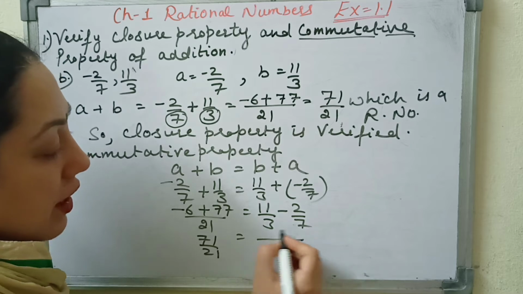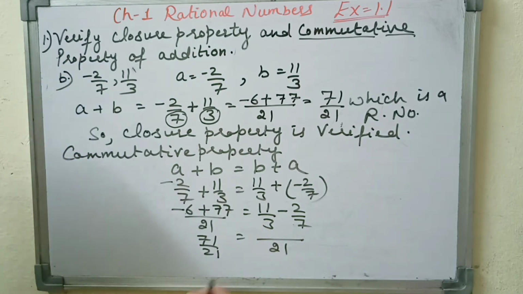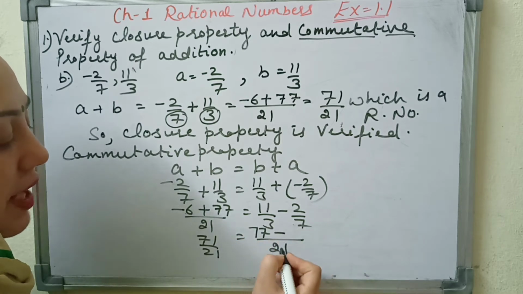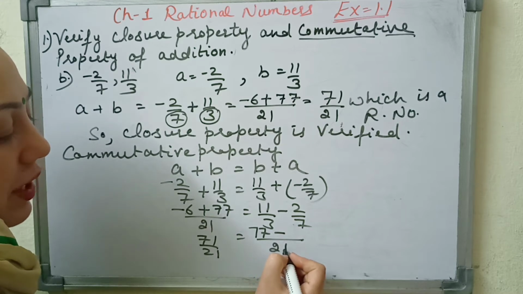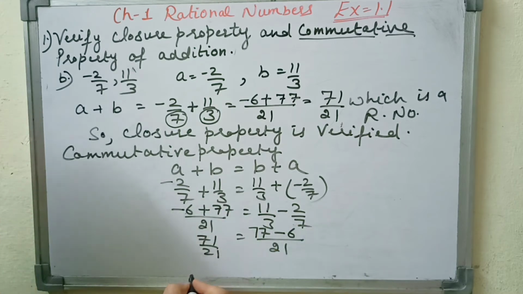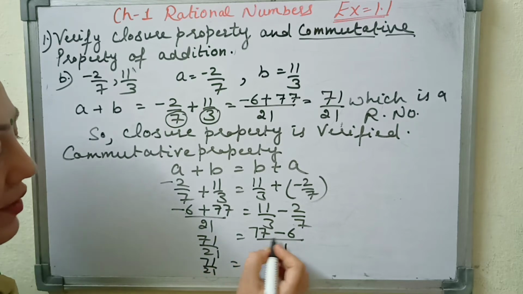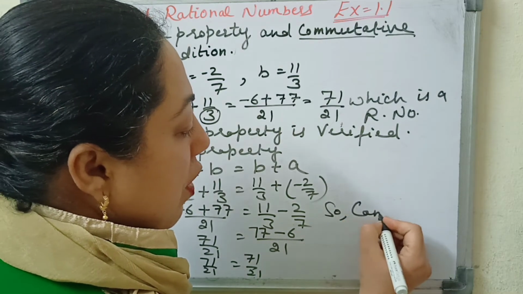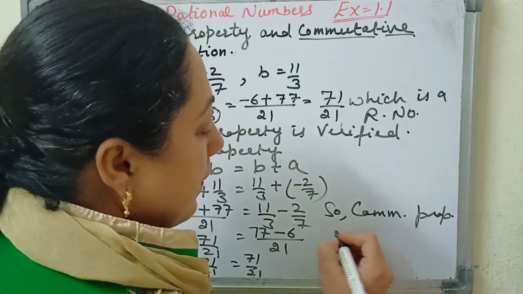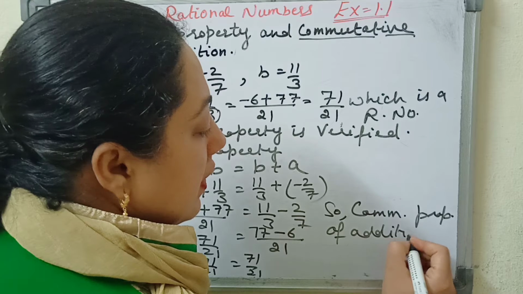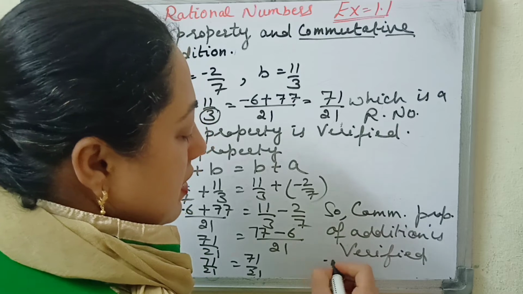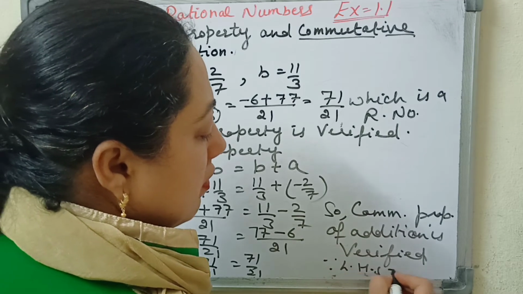We solve it again. 3 sevens are 21. LCM here is 21, and 21 divided by 3 is 7, and 7 elevens are 77. 21 divided by 7 is 3, and 3 multiplied by 2 is 6. Here 77 minus 6 is again 71 over 21. Now the left hand side is equal to the right hand side. So, the commutative property of addition is verified because the left hand side equals the right hand side.